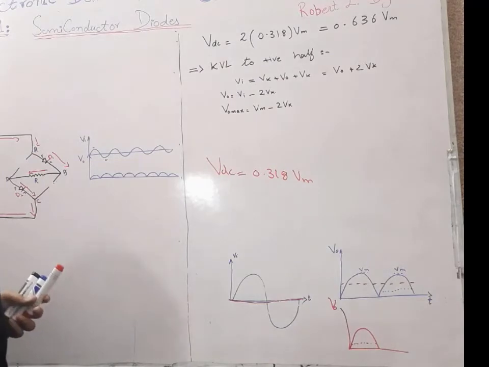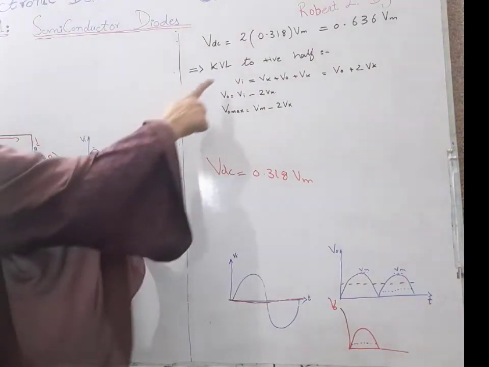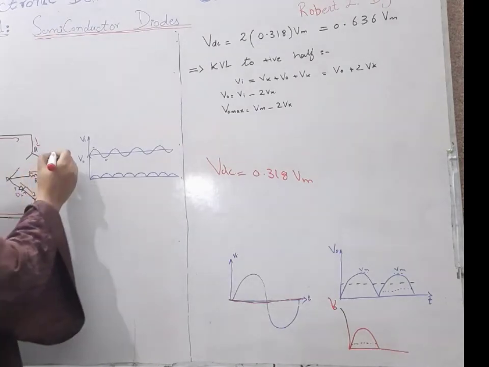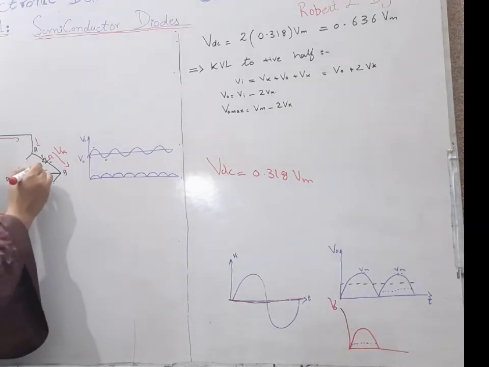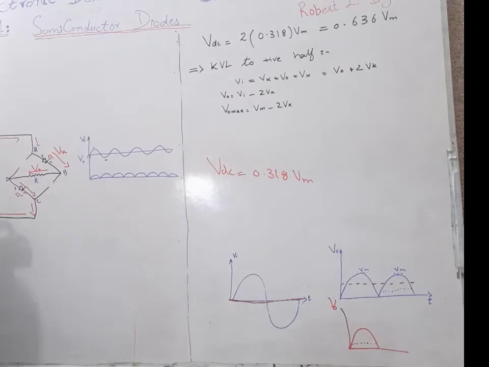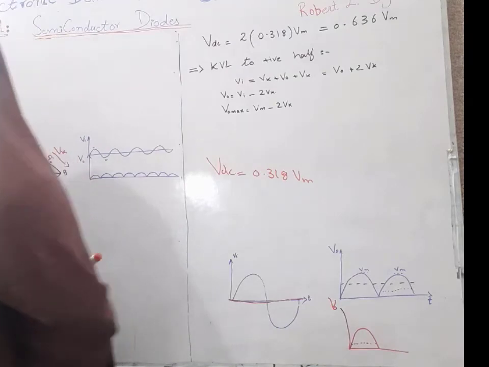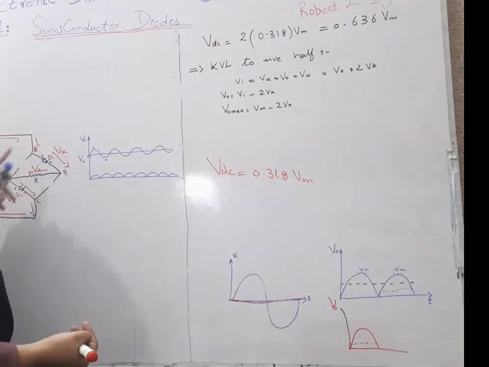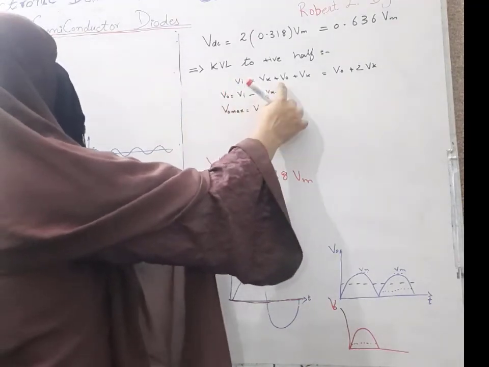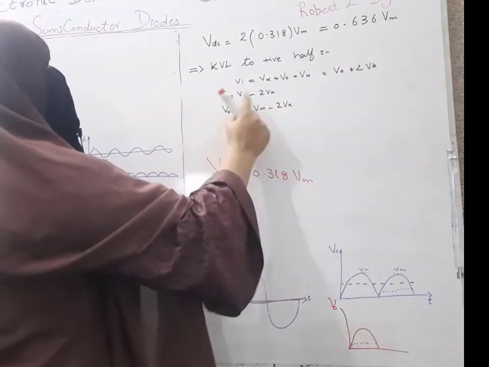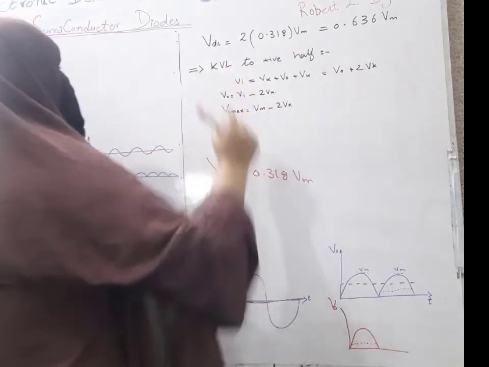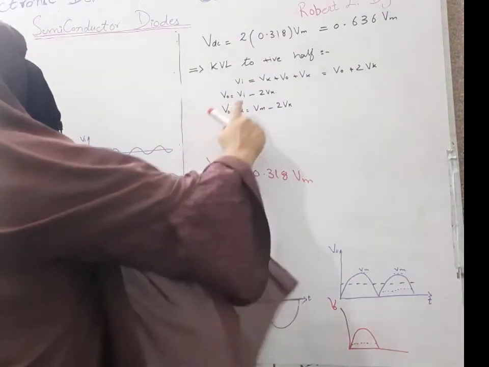So in this case, input voltage Vi is applied here, and then at this point we will have the voltage Vk in the diode D1. At this point we will have the voltage V0, which is the output voltage, and it will be across the resistance R. At this point again we will have the voltage Vk. Vi will be equal to Vk plus V0 plus Vk, so V0 plus 2Vk, and V0 will be equal to Vi minus 2Vk. 2Vk will be moved onto the other side of the equation and it will be negative.